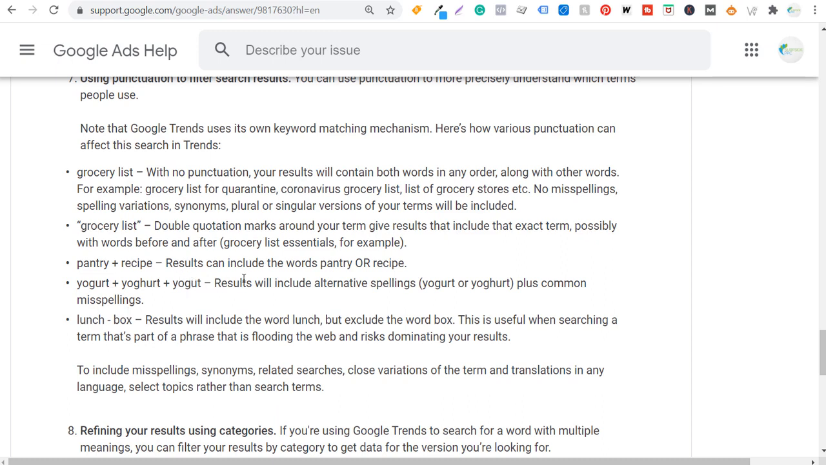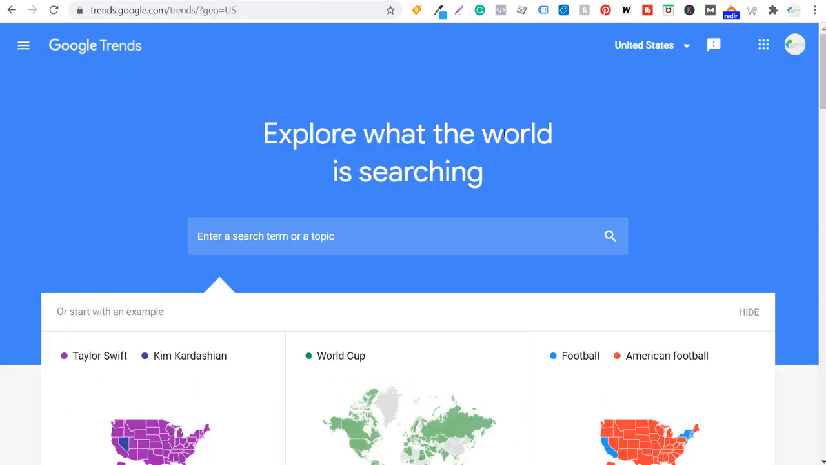So you can use those just to see what people are typing in, using misspellings as well. Not something I really use often, but this pantry plus recipe could be helpful. And then the same thing, you could do lunch minus box. That would make sure that you're including results with the word lunch, but excluding the word box. So you could basically have keywords you want to include and keywords you want to exclude as you explore different topics and search terms. Okay, so that's Google Trends.